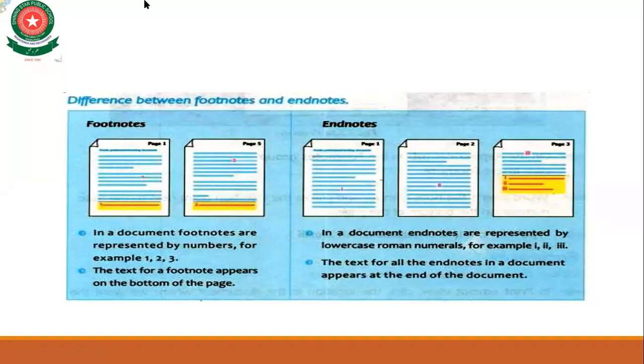So what we have discussed is that in a document footnotes are represented by numbers 1, 2, 3, whereas endnotes are represented by lowercase Roman numerals. The text for footnotes appears on the bottom of the page, whereas the text for all the endnotes in a document appears at the end of the document.